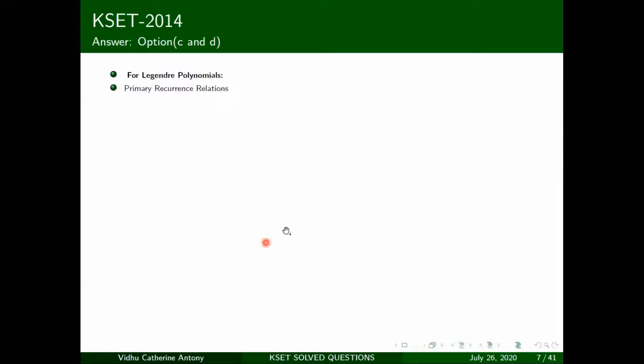Recurrence relations. I'm going to talk to you about a couple of primary recurrence relations. So you have (2n plus 1) x P_n of x is equal to (n plus 1) P_(n plus 1) of x plus n P_(n minus 1) of x. This is a really nice formula. If you notice, the present polynomial can be written in terms of successive polynomials. You can write it in terms of the one in front and the one at the back.